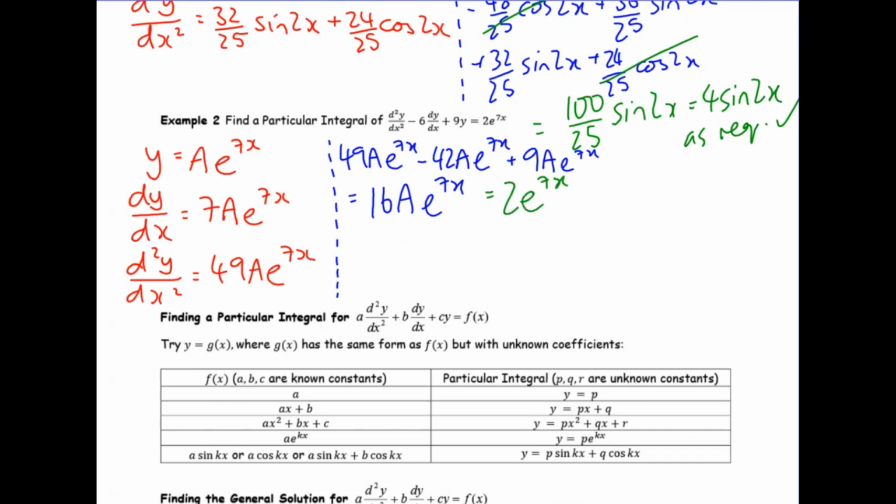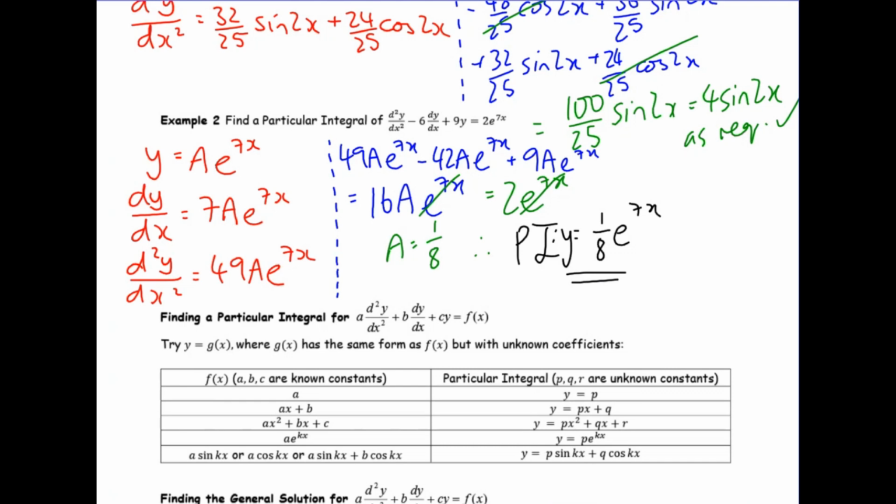If I set this equal to the right-hand side, I can figure out what a is, because I've just got e to the 7x on both sides. So cancel that off, divide through by the 16 and get a is 1 over 8. This means that a particular integral for this is y equals 1 over 8 e to the 7x. Okay, and this is a solution. This works for me.